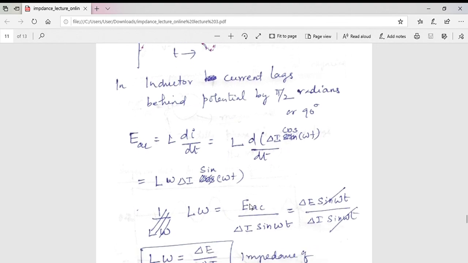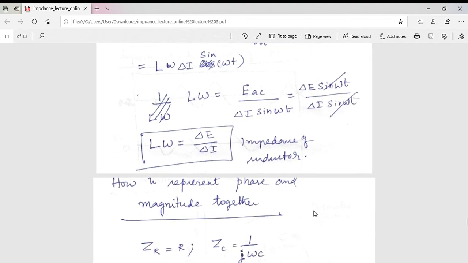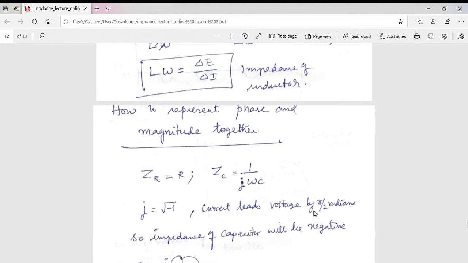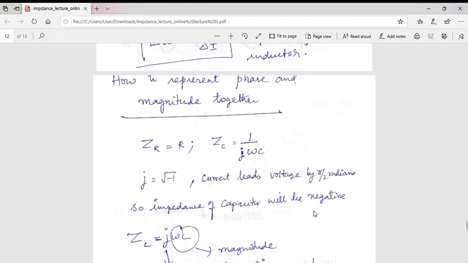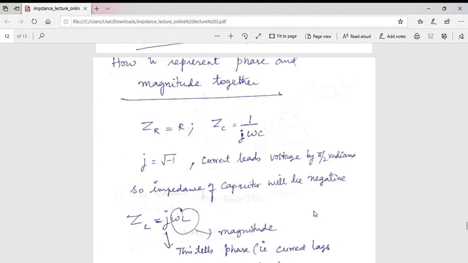So just like the previous case, I substitute for the I, rearrange this equation, substitute for the E, and then I get the impedance delta E by delta I as L into omega. Here too it depends on the frequency, omega. This is the impedance of an inductor. In the next class we will talk about how to represent a phase and a magnitude together, for which we need to use complex numbers.